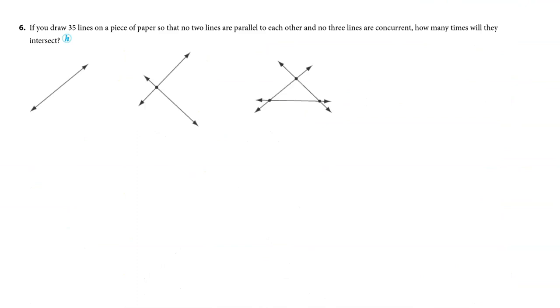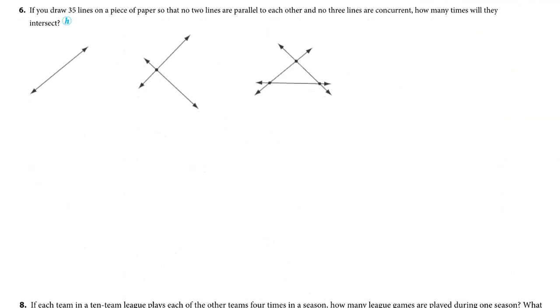Okay? And then down here, if you draw 35 lines on a piece of paper so that no 2 lines are parallel to each other and no 3 lines are concurrent, about how many times will they intersect? Okay, well, we can do exactly that. Let me pause for 1 second. Okay, so let's think about this, right? If we have 1 line, how many times will it intersect? 0. If we have 2, how many will it intersect? Well, that's 1. If we have 3, then how many will it intersect with? Well, we can see right there it's 3.